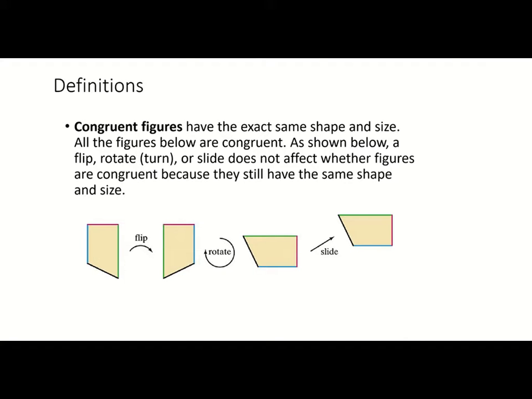All right, just a reminder that congruent figures have the exact same shape and size, and all the figures below are congruent. You could flip, rotate, or turn them. It doesn't affect whether they're congruent or not. The orientation of them doesn't affect whether they're congruent or not. They are the exact same size and the exact same shape. The orientation of the figure does not matter.